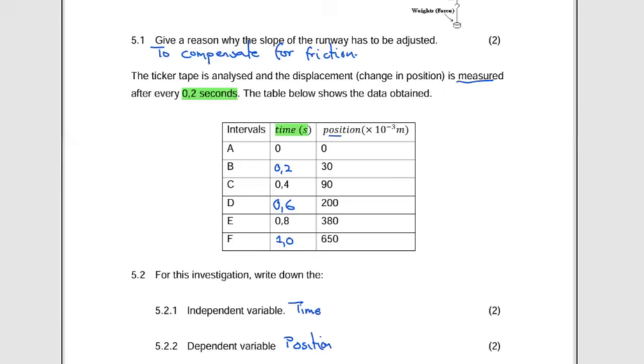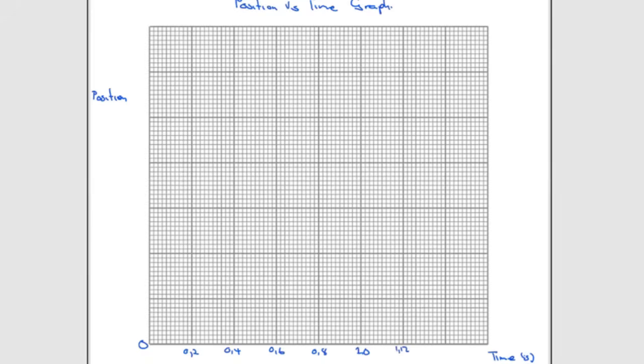Then my position is from 0 until 650, with an exponent of 3, so I'm going to say position in meters. Then I'm going to have my 0 there, and then 10, 20, 30, 40, 50.